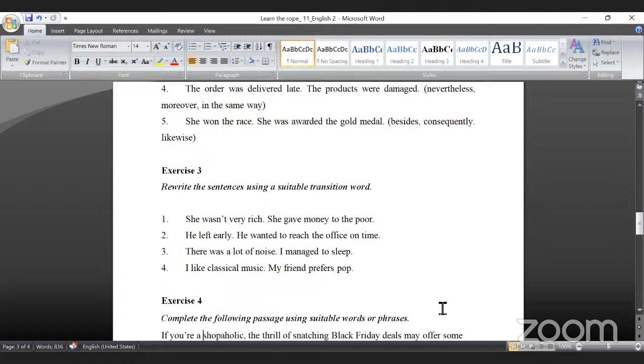Exercise 3. Rewrite the sentences using. Now, this time you are not given any words. You'll have to pick up one on your own. First one, she wasn't very rich. She gave money to the poor. Although she gave money to the poor.